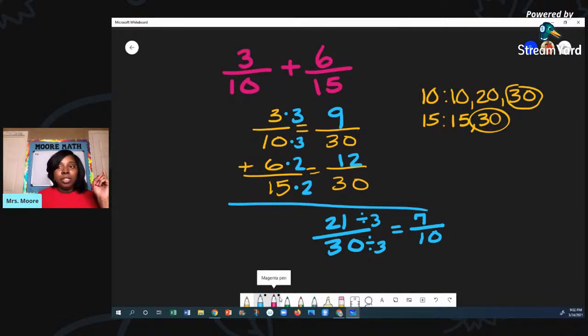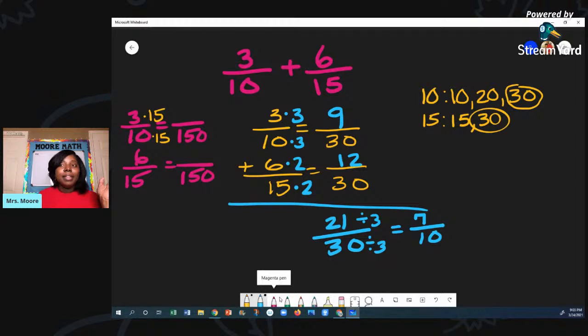Now, let's say that you multiplied the denominators together. Okay, and you got 150 here and 150 here. Okay, 10 times 15 is 150. Okay, 3 times 15, 45. You knew that. I know. 15 times 10 is 150. And 6 times 10 is 60.